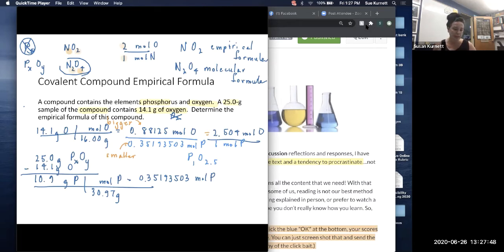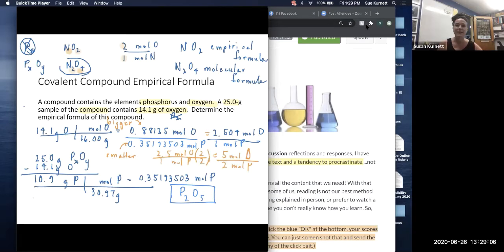So the way to get these to whole numbers, the way to make 2.5 into a whole number is to multiply by 2. But if I multiply the oxygen by 2, I have to also multiply the phosphorus by 2. So this is a covalent compound. Okay, so diphosphorus is the element name, and then the second one is given the "ide" ending, phosphide or pentoxide.